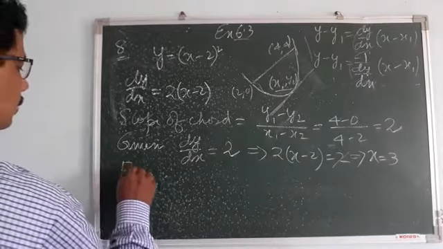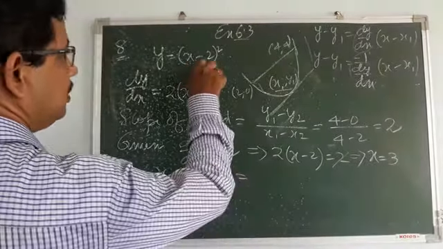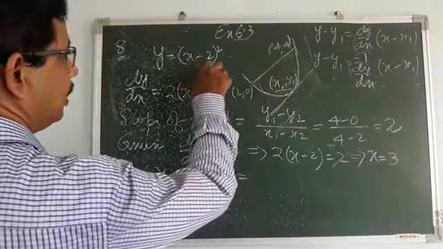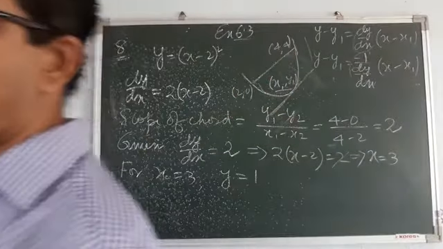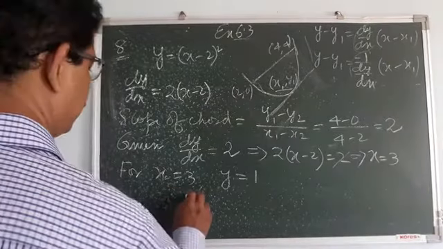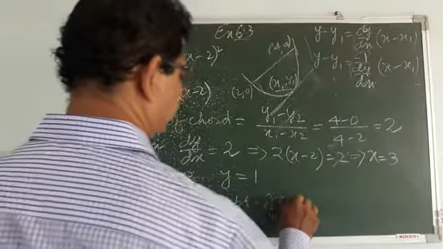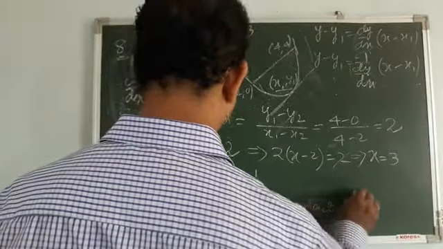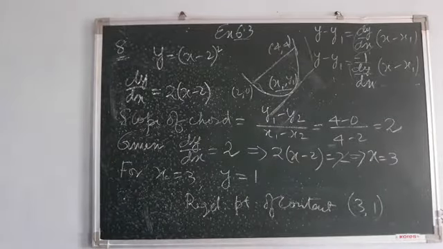Now for x equal to 3, y will be (3 minus 2) whole square, that is 1 square, which is 1. So the required point of contact that we are able to find is (3, 1). So this is the technique of solving question number 8. So now we will move to question number 9.